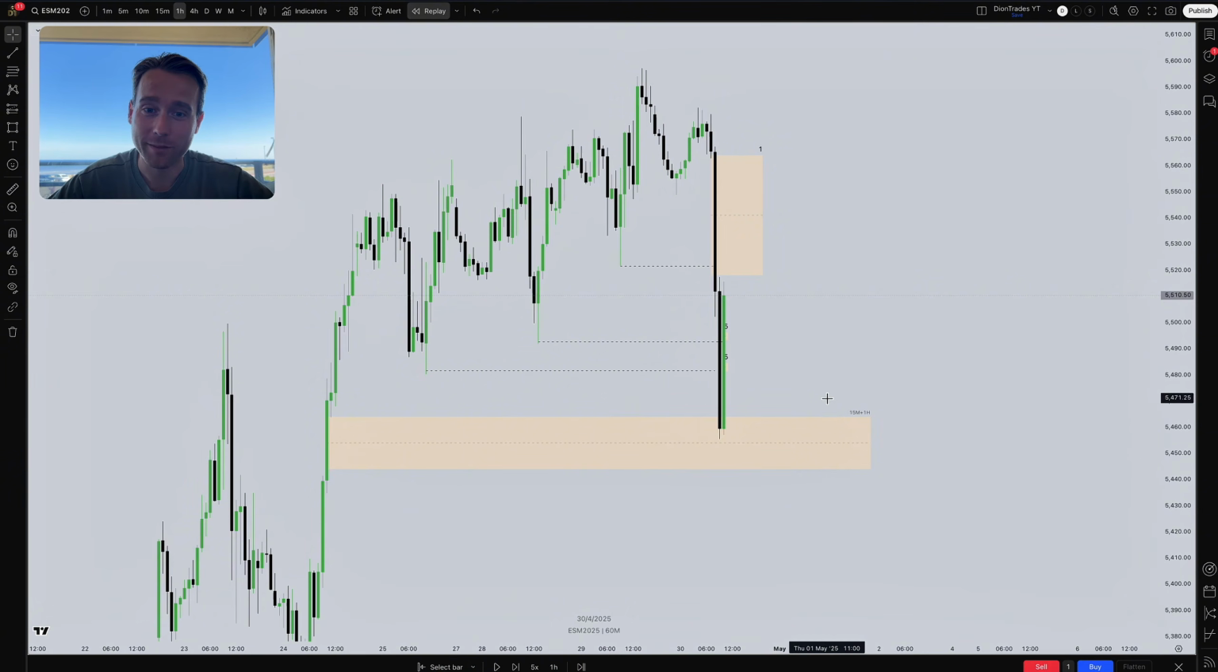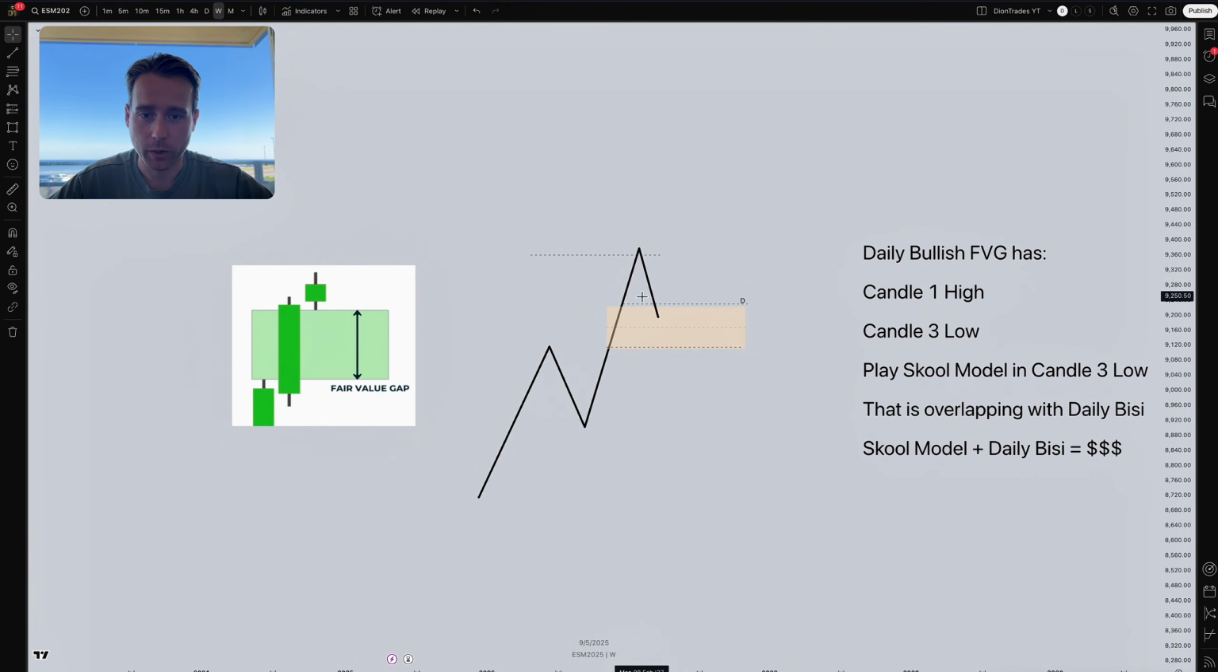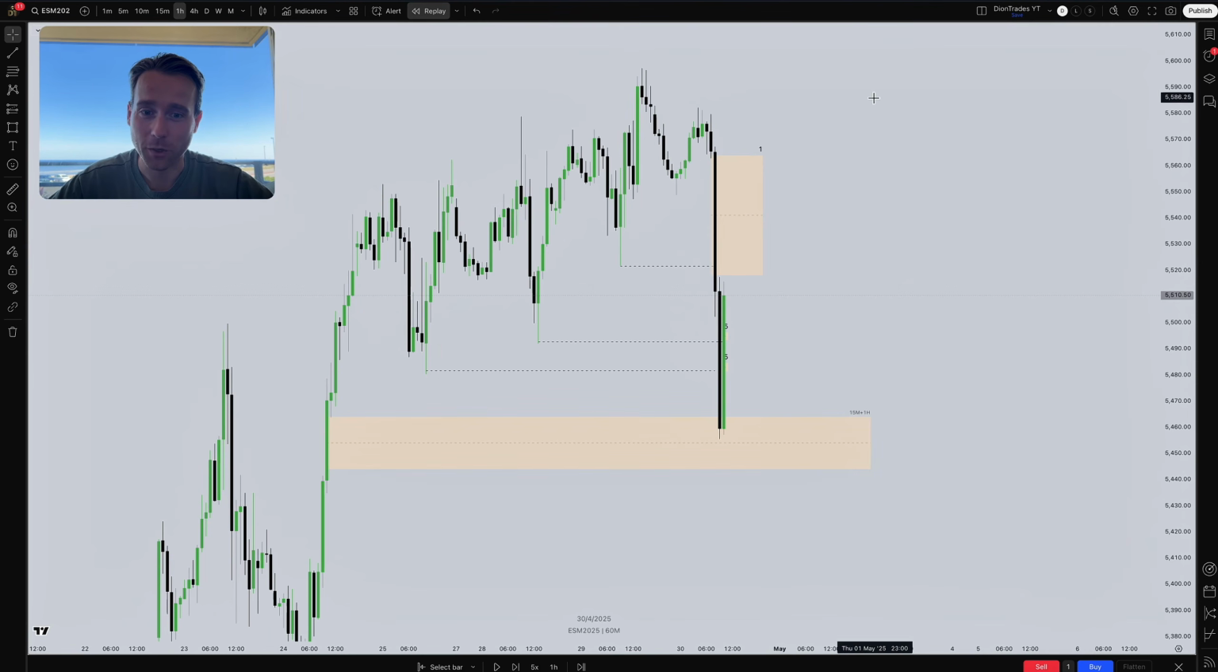If you want higher time frame trend, you want to go long, but it would be nice if you can go long in a daily fair value gap. And daily fair value gaps overlapping with daily lows. Well, in this case, what I showed you right here. So if you have daily lows overlapping, you can use the Skool model in your favor because you already take out daily lows and then continue the trend to the upside. That's what we're going to do right here.